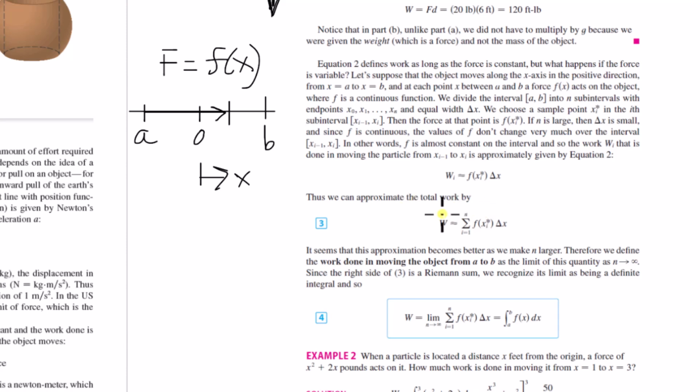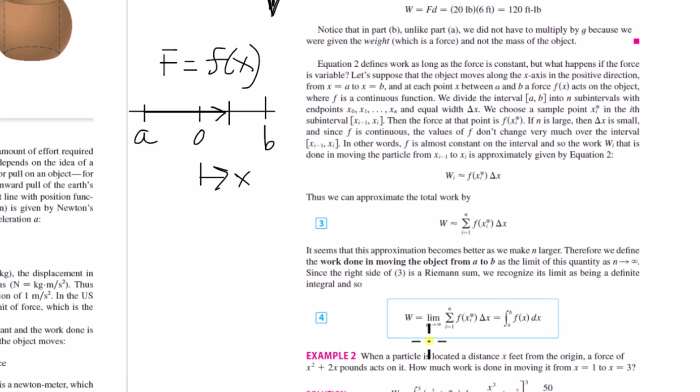This Riemann sum, as n gets larger and larger, converges to something we can define to be the exact value for the work done on an object that's moving over a distance with a variable force acting on it. So we define the work done in moving the object from A to B as the limit of this quantity as n goes to infinity. You take the limit as n goes to infinity, and you can turn this into an integral. That's the work done on an object, and here's the integral.